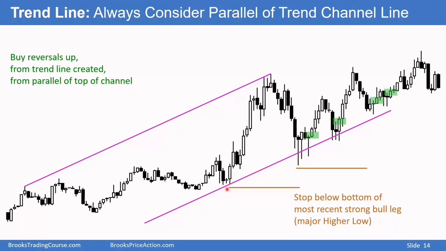However, it's also reasonable to put a stop below here. This is a major higher low. It's a low that had a reversal up to a new high, and the reversal up was strong. Again, if you use the tighter stop, you lose less, but you lose more often. And if you use the wider stop, you lose more when you do lose, but you lose less often. Both are reasonable, and therefore using either one is okay.